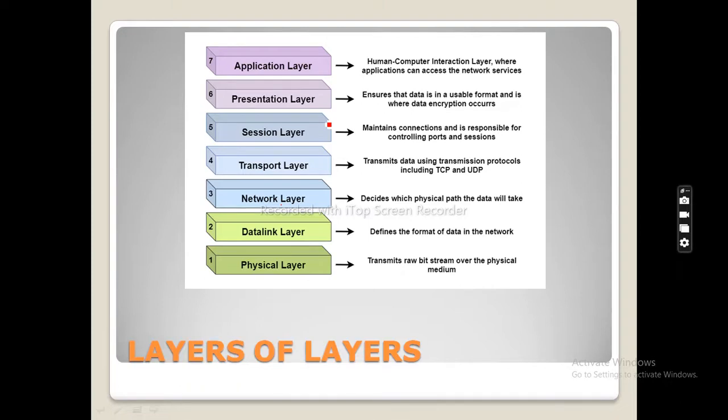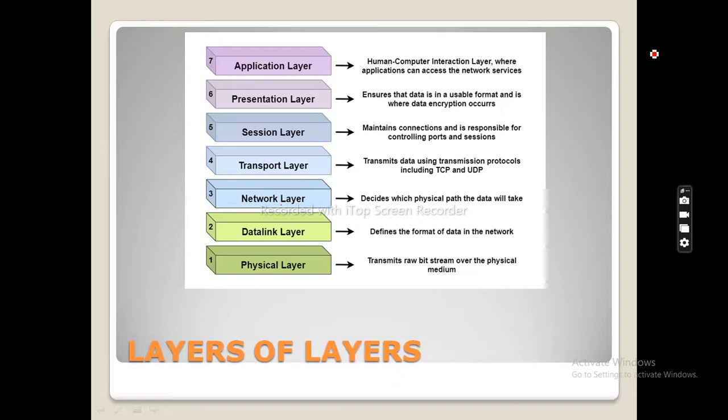All the layers are interconnected with each other, and in all the layers the exchange of data is going on, and the exchanged data is called different things. In some layers it is called a frame, in the data link layer it is called a data frame. The physical layer is responsible for transmitting a raw bit stream over the physical medium. The data link layer defines the format of data. The network layer decides which physical path the data will take, from which source to which destination.